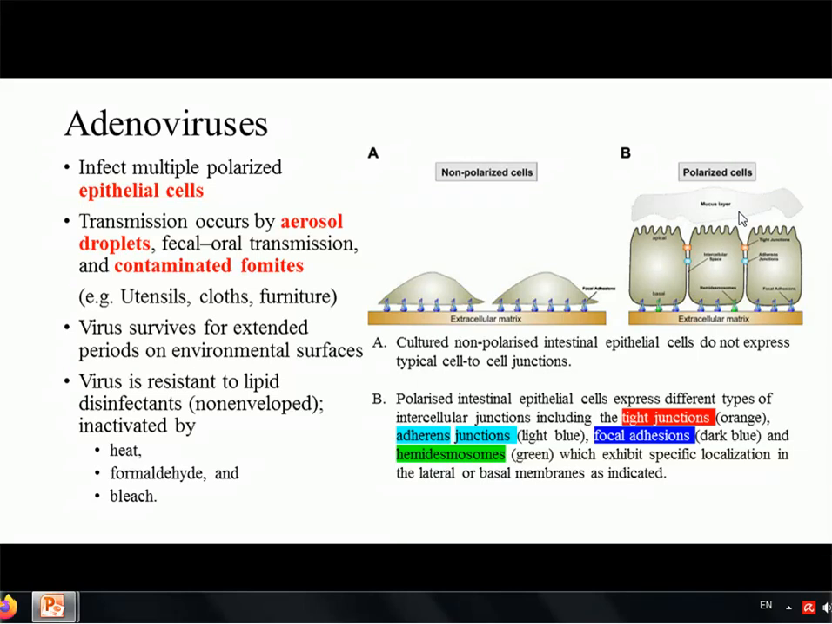This virus survives for an extended period on environmental surfaces. That's why the infection route is normally through direct contact. Since this virus is purely genetic material and capsid protein, it does not have a lipid envelope. Because of this, it is resistant to lipid disinfectants. However, it can be inactivated by heat, formaldehyde, or bleach.